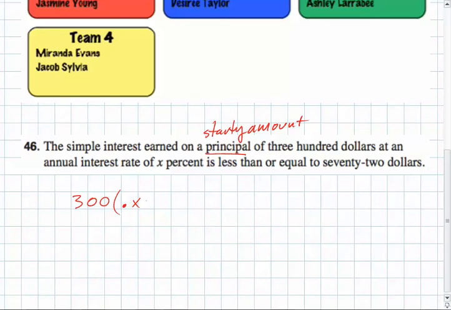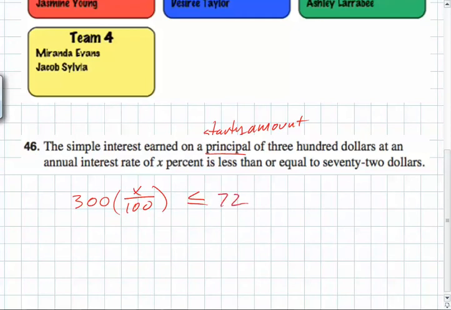Oh, 0.19. So another way you could say this is X over what? How do you go from 19 to 0.19? What do you divide by? 10. 10 moves the decimal place 1 over. How many times do you need to move it over? 100. And this has to be less than or equal to what?